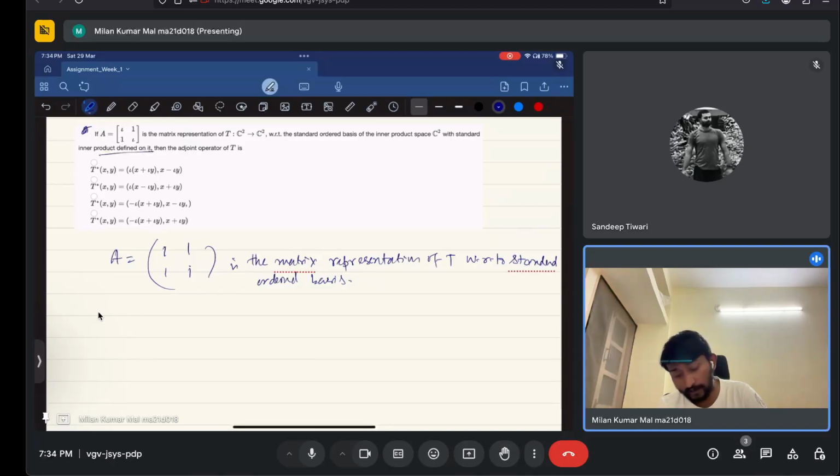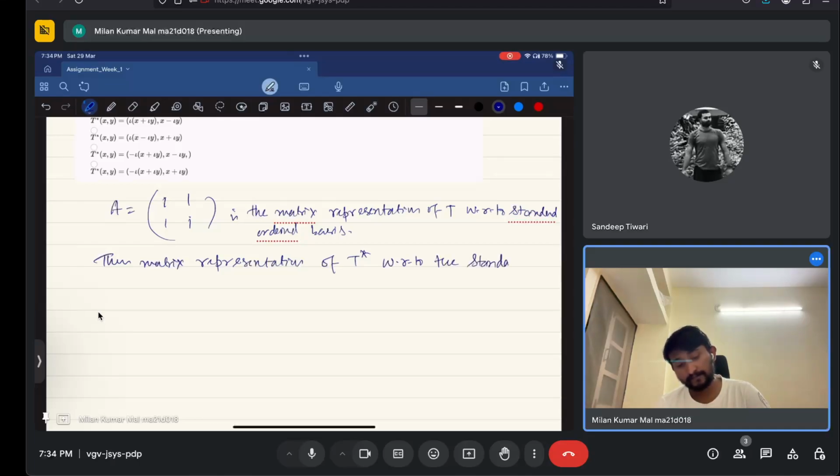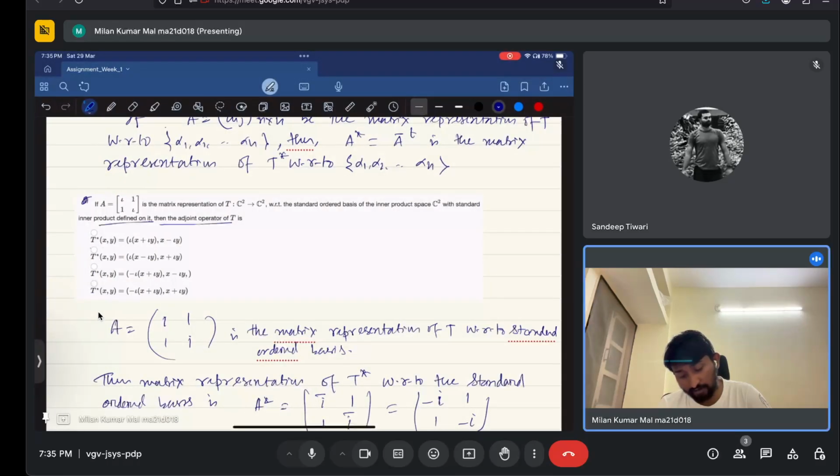The standard inner product is the summation of x_i y_i bar. Then the adjoint T star has matrix representation with respect to the standard ordered basis that is just the conjugate transpose: bar of i, bar of 1, 1, i bar, and the transpose, so it is the same. i bar is minus i, so the matrix is 1, 1, minus i. This is the matrix representation. Now it is asked, with the standard ordered basis, you have to find T star of x, y.